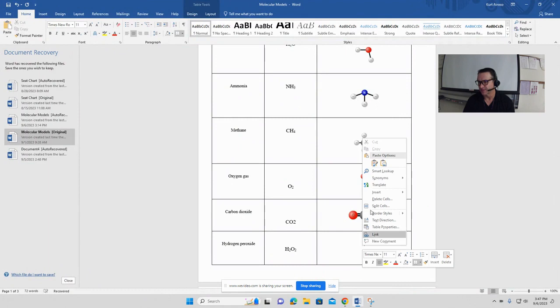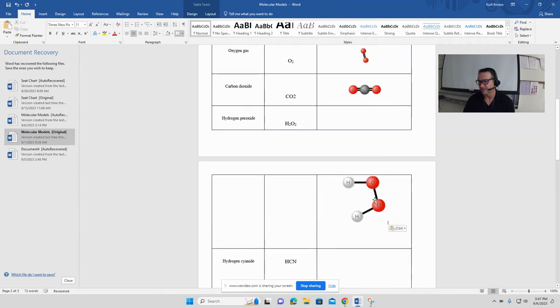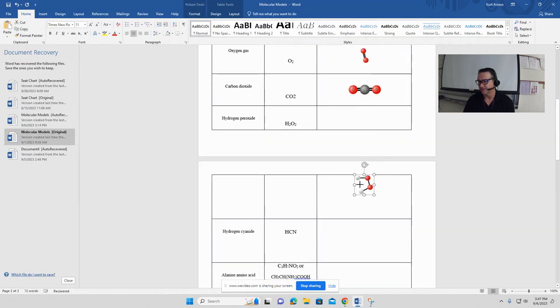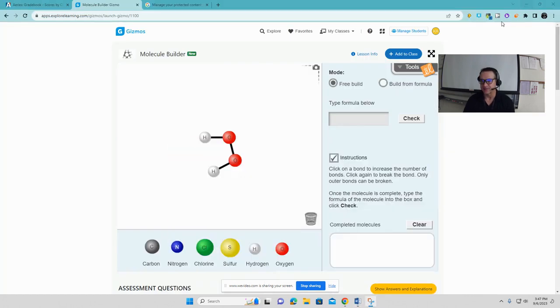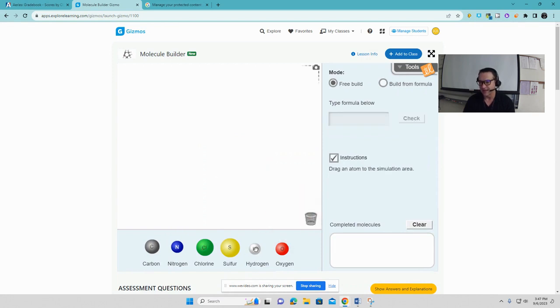Oh, is there going to be room in here? Oh, we can make it smaller. Maybe we can get it to fit in there. Good enough. Hydrogen cyanide, HCN. This one you can make a mistake with, hydrogen cyanide, because single bonds aren't going to do it. Hydrogen cyanide, HCN.